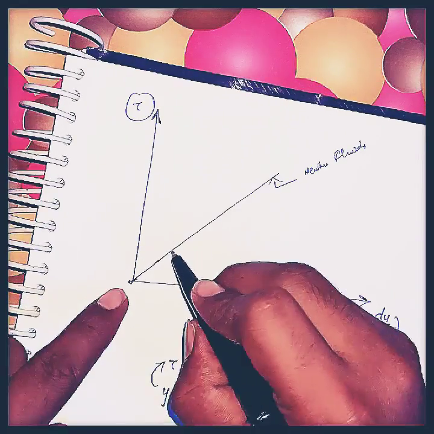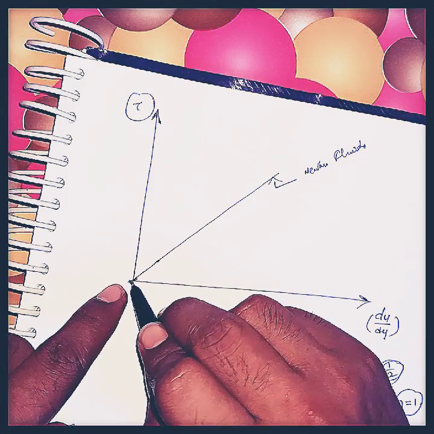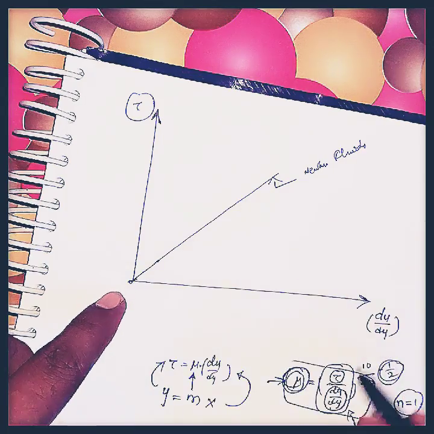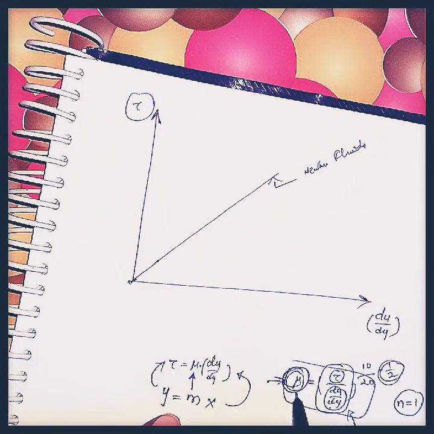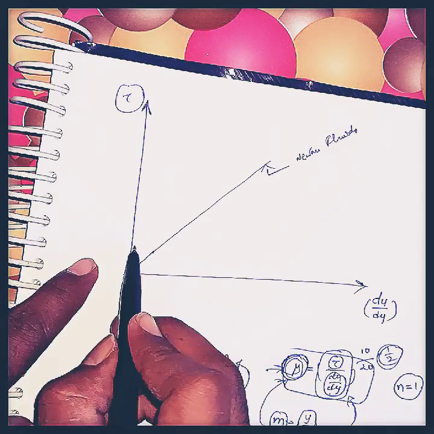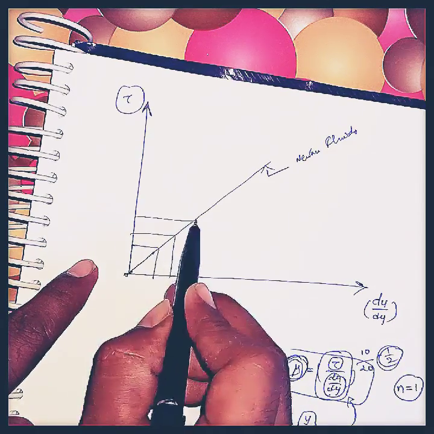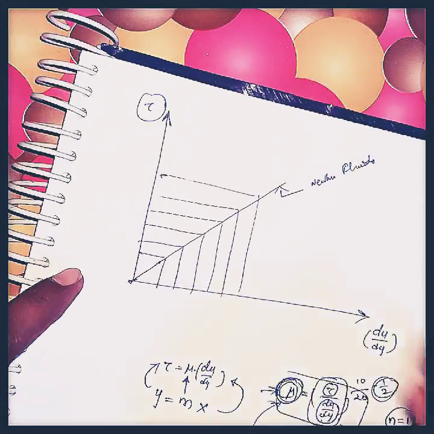Listen carefully here. Why are we drawing this line as a straight line from the origin? Here mu is nothing but tau by du by dy, and mu is constant for Newtonian fluids. Here we are comparing this equation with y equal to mx, where m is the slope. The value of the ratio y by x is constant for Newtonian fluids. Constant in the sense that if you take the ratio, it is equal everywhere. This is for Newtonian fluids.